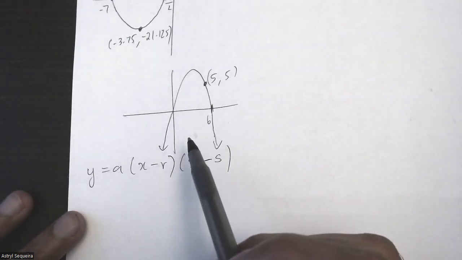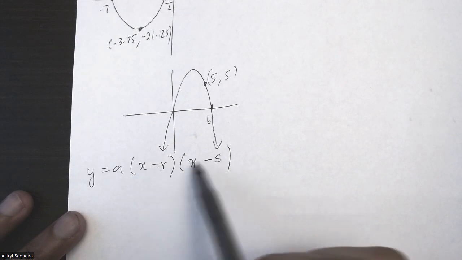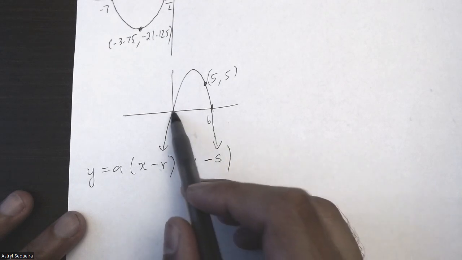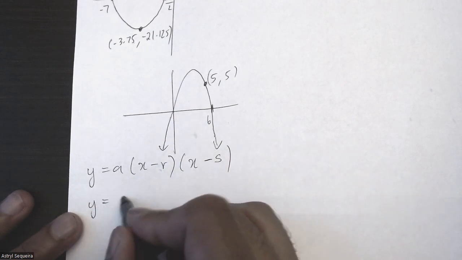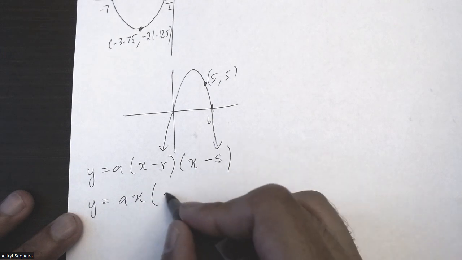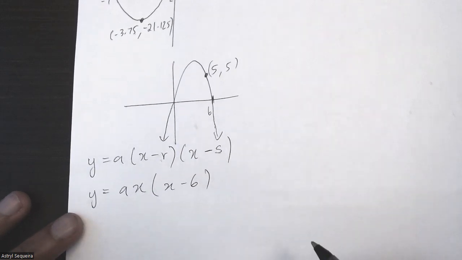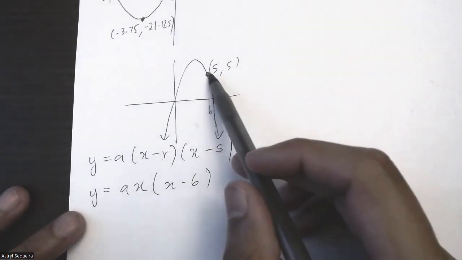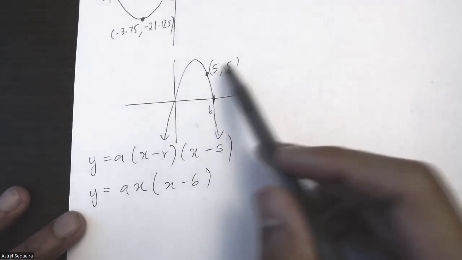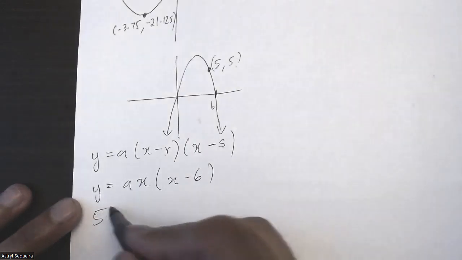So we're going to replace the two x-intercepts over here, r and s, with the two x-intercepts. So the first x-intercept is 0. So r is just 0. So I just have an x here. The second intercept is 6. So I have x minus 6. And I want to sub in the point to figure out my a value. So I'm going to replace x with 5 and also y with 5. They're both 5s in this one.